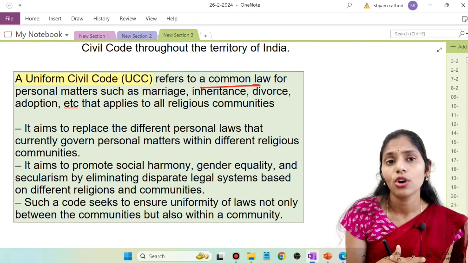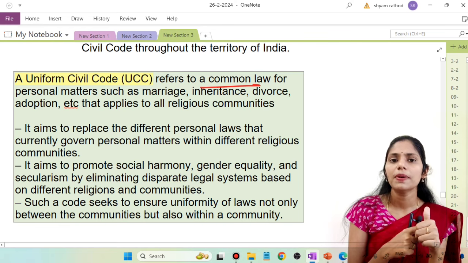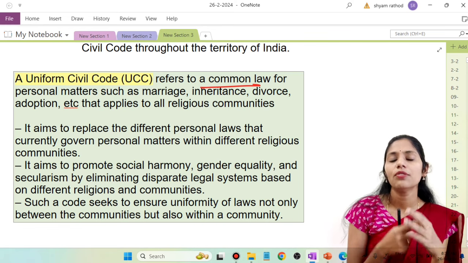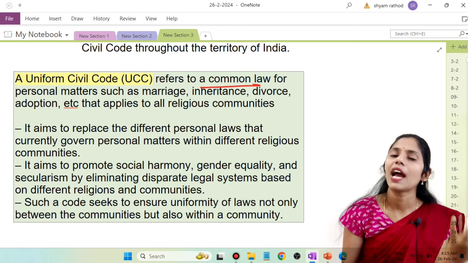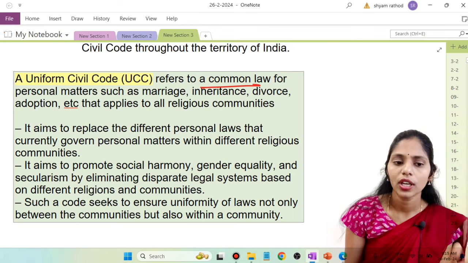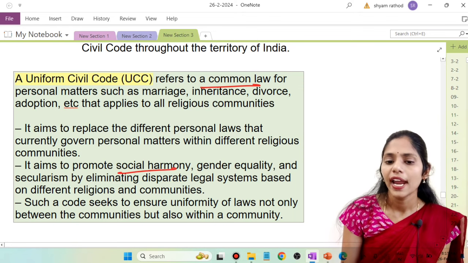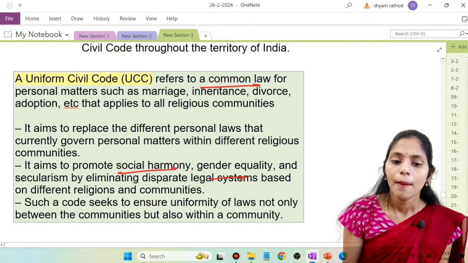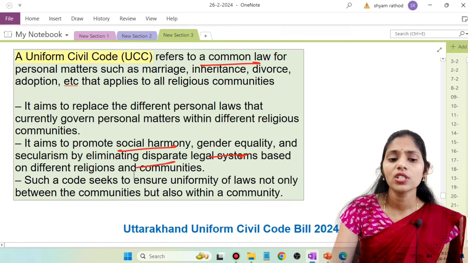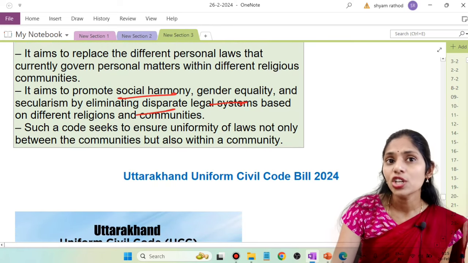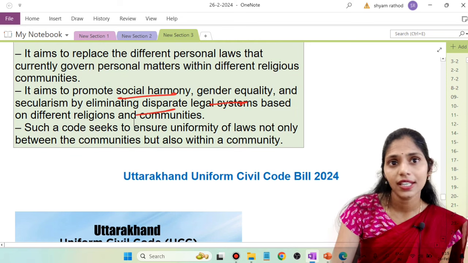So what are the important aims of this UCC? First and foremost, we have to replace the different personal laws currently present in India, which govern the personal matters of different religious communities. Like for Hindus, we have the Hindu code; for Islam, they have their own code. The UCC also promotes social harmony, gender equality, and secularism by eliminating disparate legal systems. And this code is also helpful to ensure uniformity of laws not only between the communities but also within the communities.